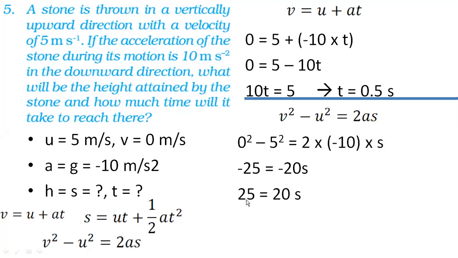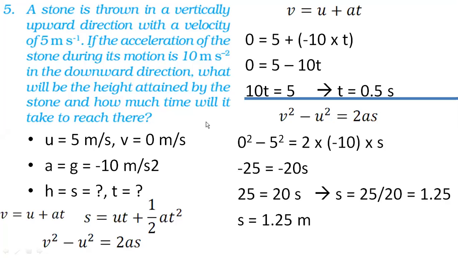So S would be equal to what? 25 by 20. This 20 will go to the bottom side. Now I can again reduce this, but I will directly divide it. 20 into 1 is 20, 5 is remaining, so point. That would be 50. 20 into 2 is 40. 50 minus 40 is 10. So again a point, that means 100, 20 into 5 is 100. So the value would be 1.25. And the S value is 1.25 meters.